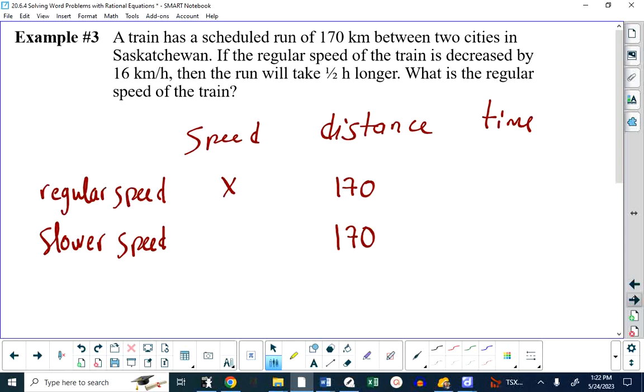I want everybody to think about this. If the regular speed is x, then what am I going to put for the slower speed? How many of you have an idea of what I can put for the slower speed? X minus 16. X minus 16. We're almost there. We're almost to the equation.